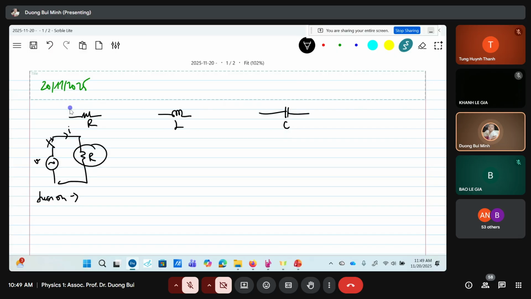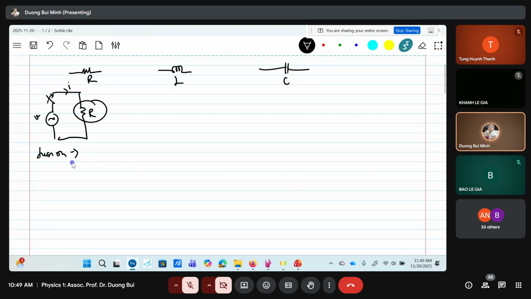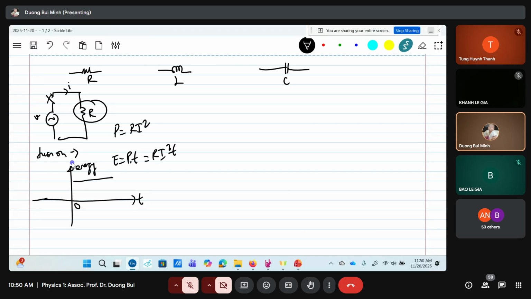If we consider the time when we turn on this switch, here this is energy and this one is time. When we turn on the switch, this is 0. Then we have the energy, right? The energy is E = P times T. P is the power, P = R I square. So you get R I square times T. We have the energy.